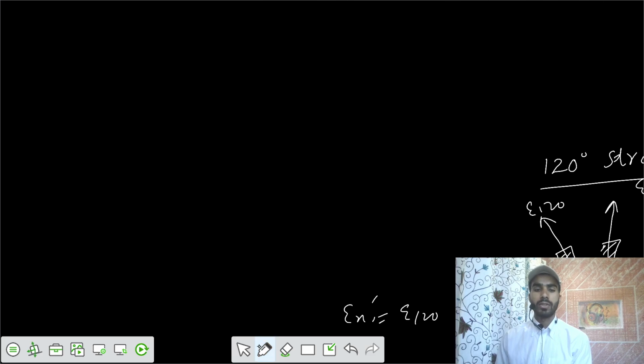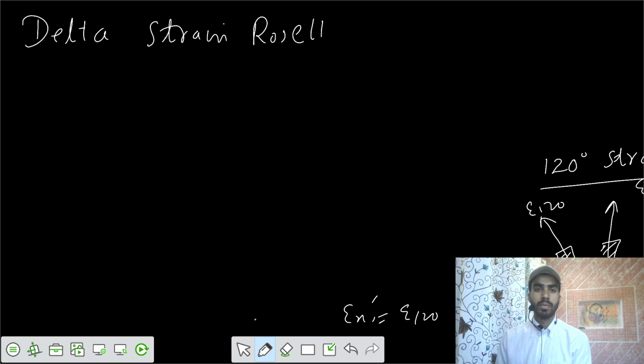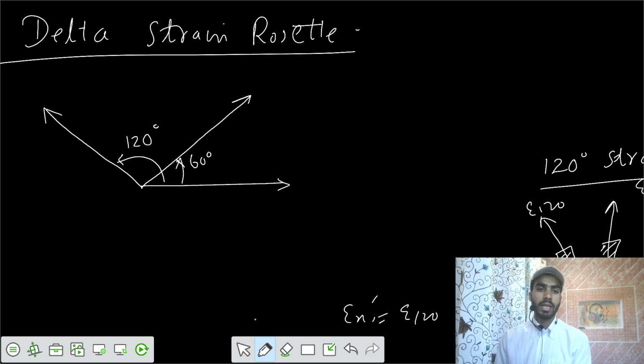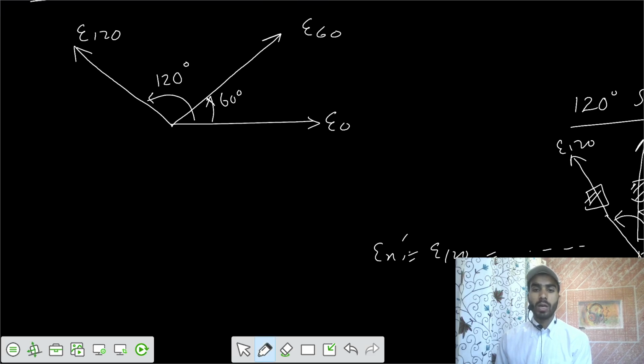The next type of strain rosette we call the delta strain rosette. Let's deploy those strain gauges at an angle of 60 degrees from each other. Let's say this is 60 degrees, and this is 120 degrees. So this is E0, E60, and E120. So we can write the equation. We have two unknowns here. Can you guess which are the two unknowns based on the equation?